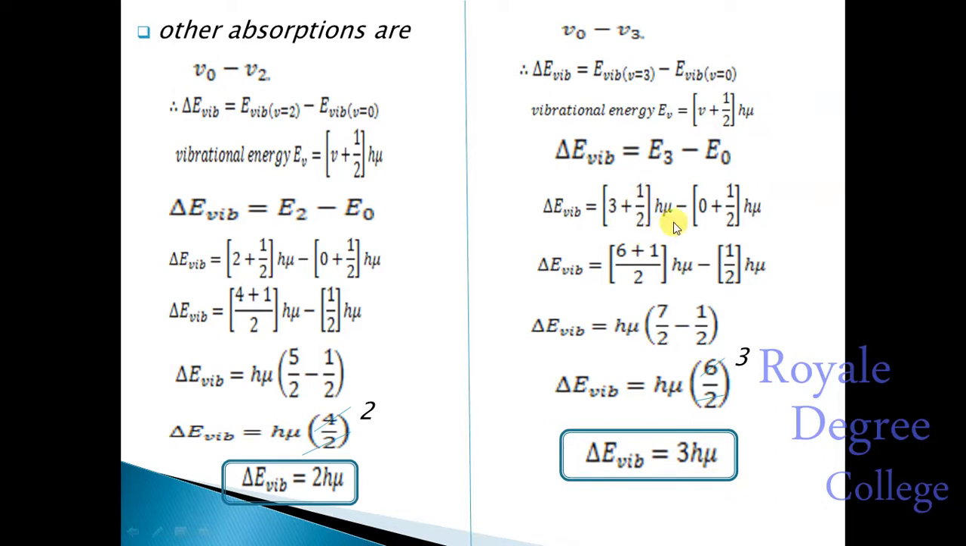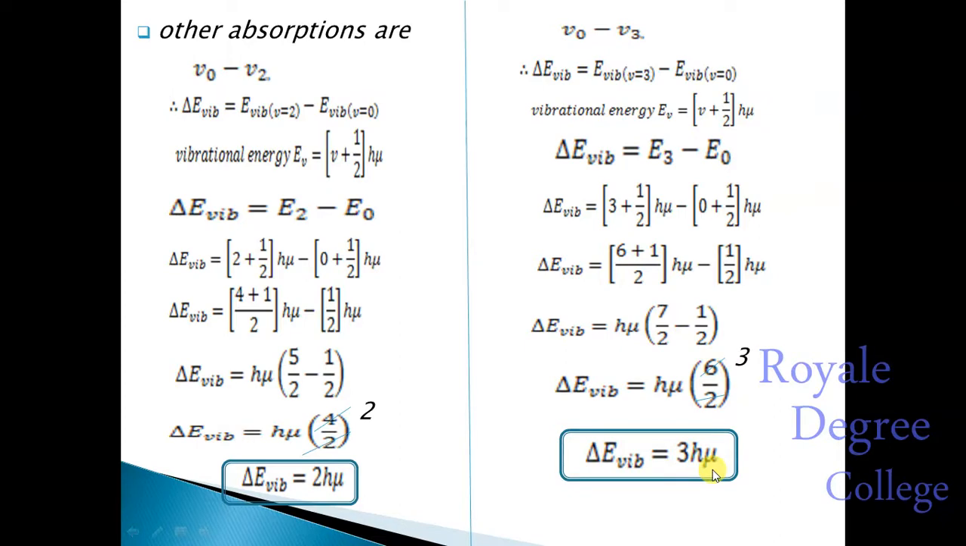3 plus half H mu minus 0 plus half H mu. So in the next step, 3 2s are 6 plus 1 1s are 1, so divided by 2 H mu, then minus 0 plus half is half H mu. Then the H mu is common, so we are taking H mu as common. 6 plus 1 is 7, 7 by 2 minus 1 by 2. As the bases are the same, we are copying the same, that is 2. 7 minus 1, you will get 6. 2 ones are 2, 2 threes are 6. So ultimately you will get the value as 3 H mu.